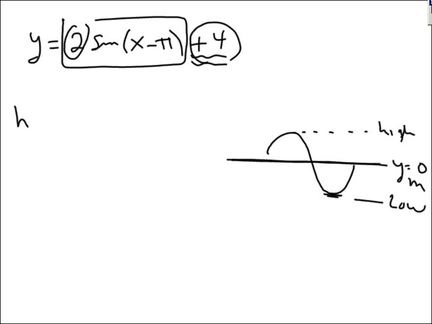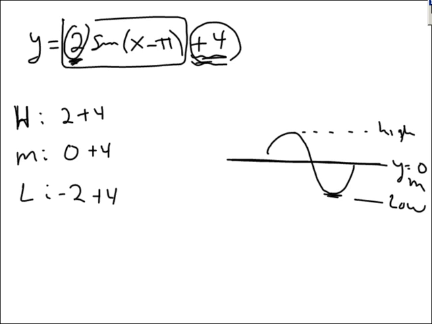The high, H for high, normally is at 2. The middle is normally at 0. And the low is normally at negative 2. But somebody's adding 4. So we have to add 4 to every y value. And now it turns out the highest value is 6. The lowest value is, negative 2 plus 4 is 2. So the lowest value is 2.